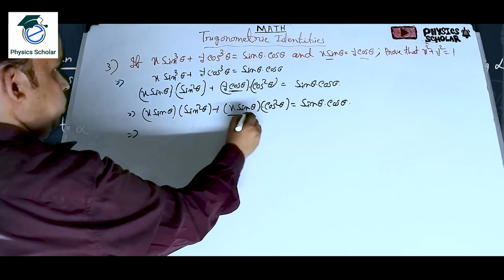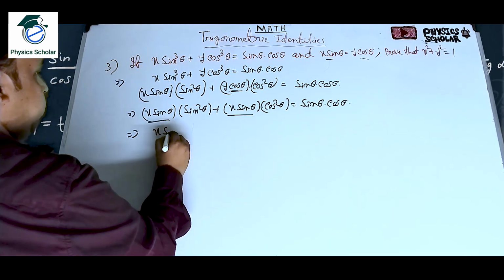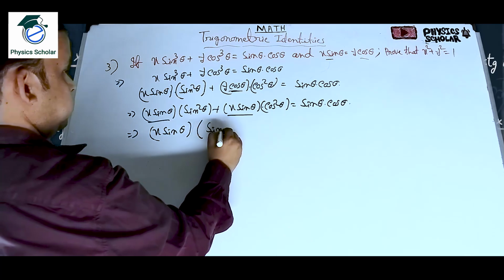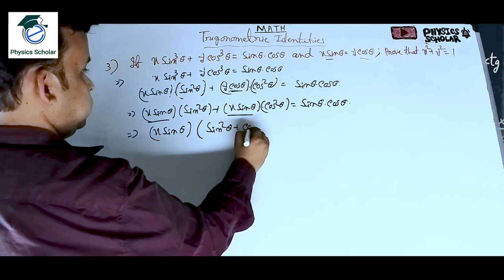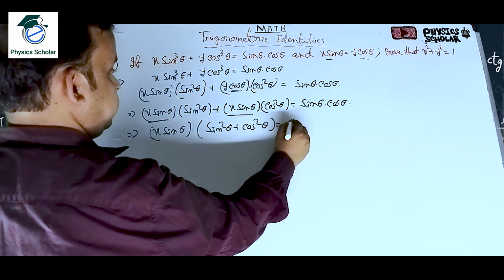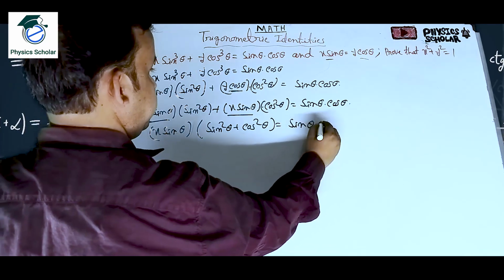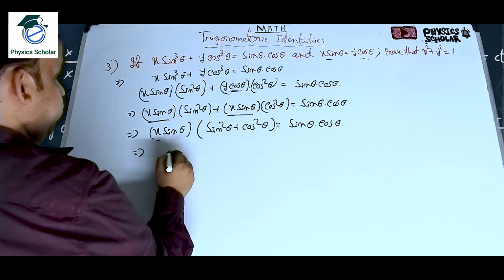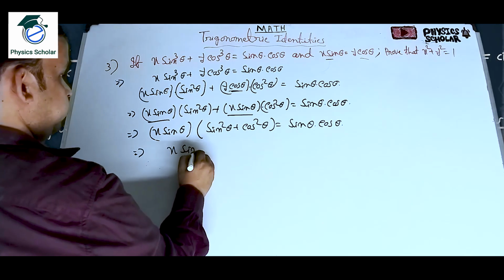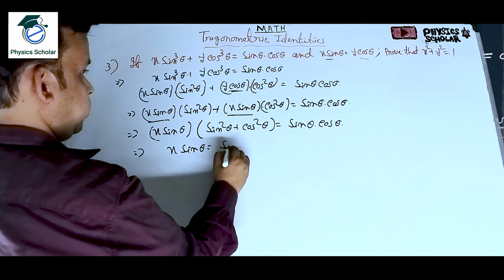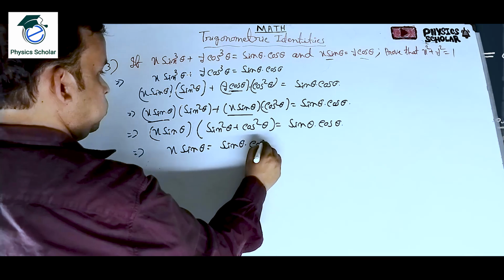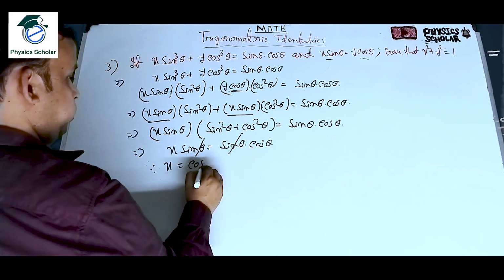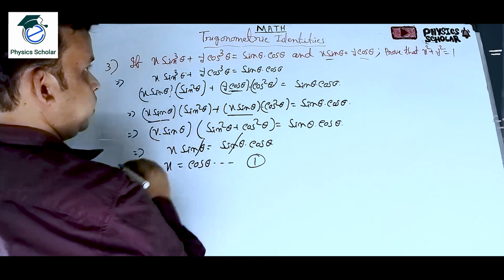Now from this, these two are common, so x sin theta is common, so it is sin square theta plus cos square theta is equal to sin theta into cos theta. So sin square theta plus cos square theta means 1. So x sin theta is equal to sin theta into cos theta. So sin theta will be cancelled, so x is equal to cos theta. This is equation number 1.